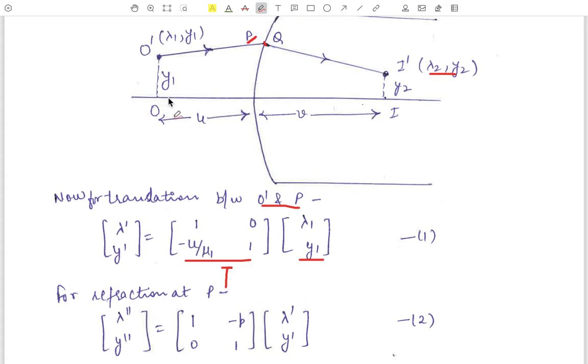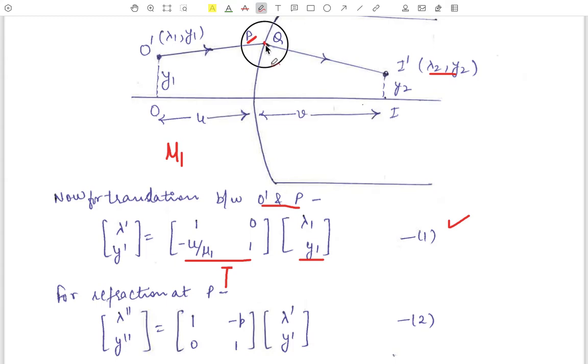Now d is the distance between these two points, that is equal to minus u, and mu is the refractive index, and the refractive index of the first medium is mu 1. Okay. Therefore we have the translation matrix here 1 0 minus u upon mu 1 and 1. Okay. Say this is equation number 1.